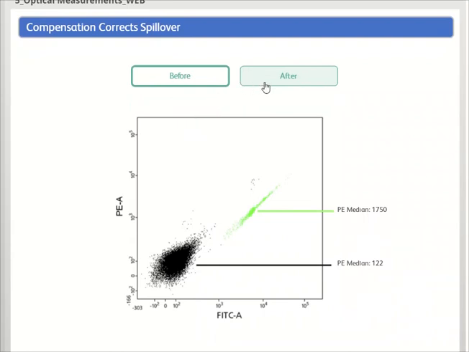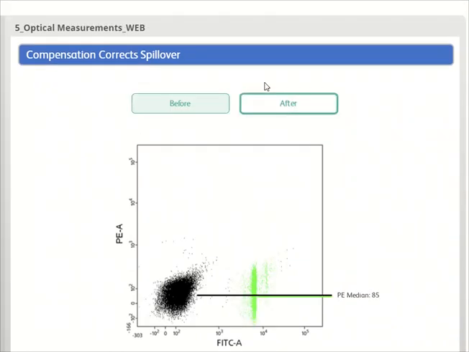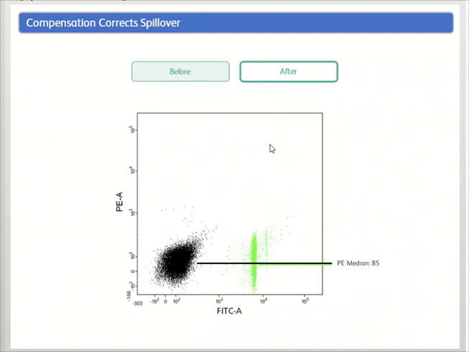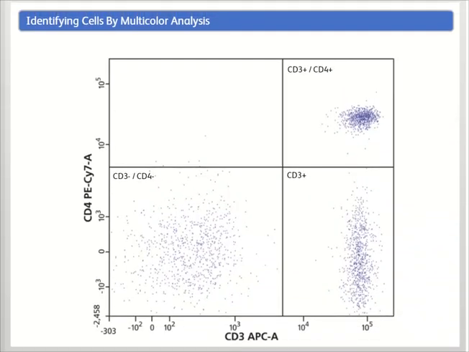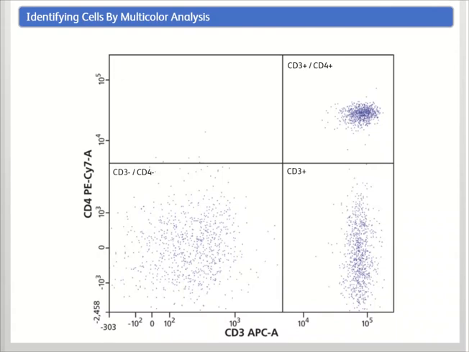In this example, the FITC population appears to be positive for PE. Click the buttons to view the effects of applying compensation to correct for spillover. Notice changes in the location of the FITC population and the median PE value of the FITC population in comparison with the negative population.